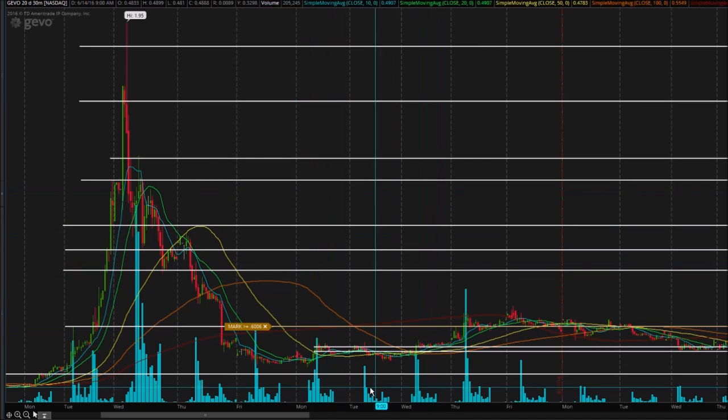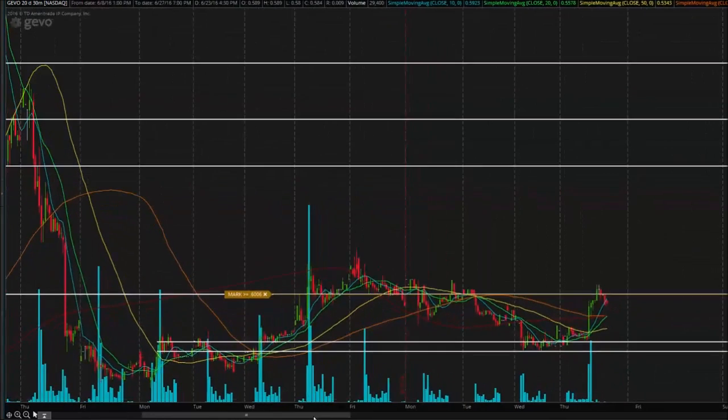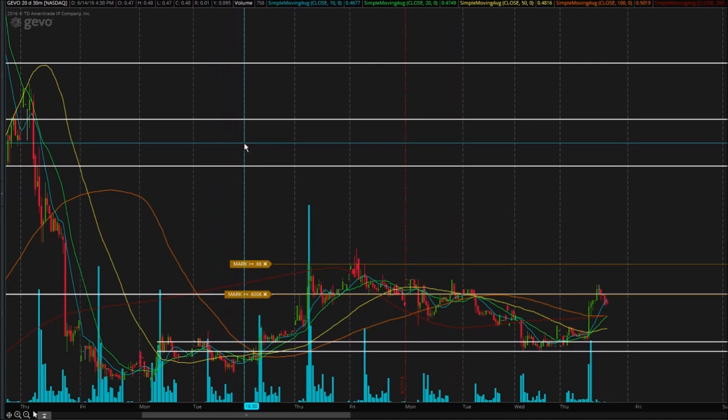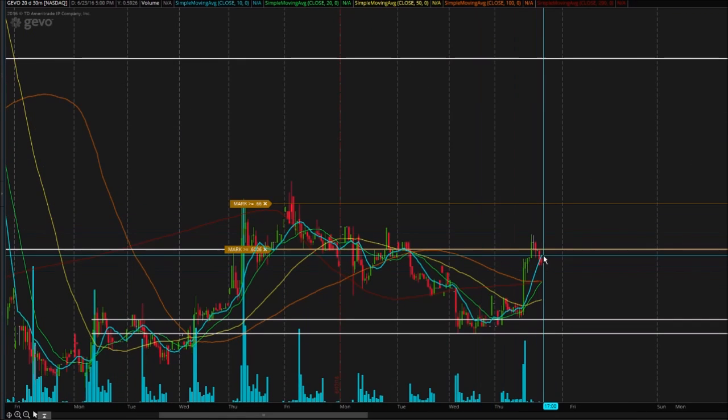So those are the areas that I'm going to be looking at. I have an alert set at 60 cents, and I'm going to put one also at 66 cents. And those are going to be the main areas we need to break, and then we can worry about the rest of the resistance. But first, we got to break those. So that's what I'm going to be doing for potential day trade, gap up trade on Gevo.